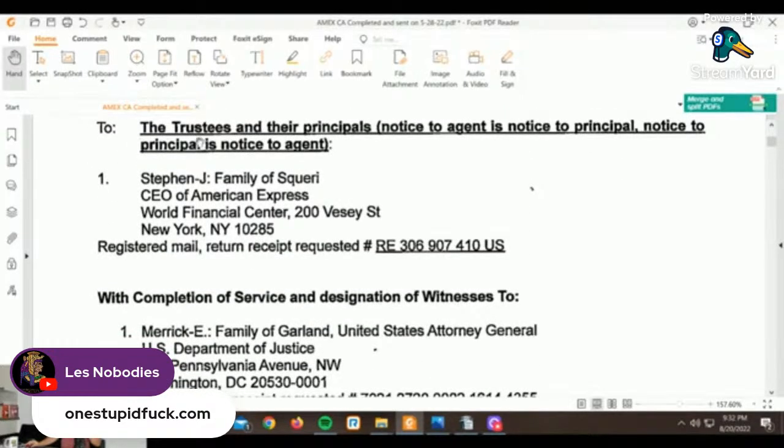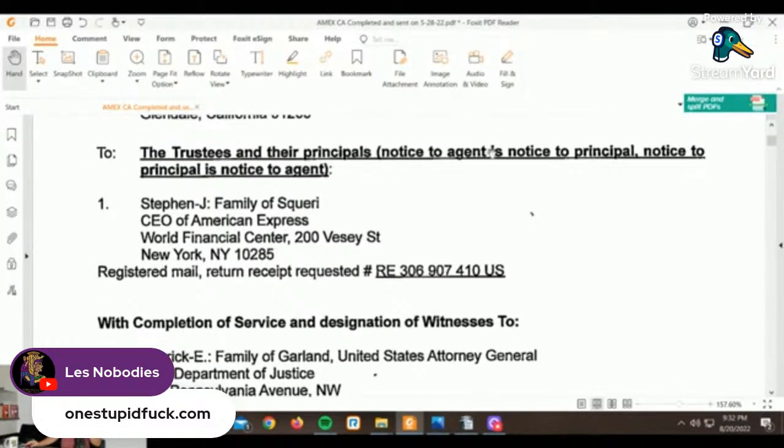This is to the trustees and their principals. Notice to agent is notice to principal. Notice to principal is notice to agent. So what that means is basically to my trustees, which is Amex, and then their principals and their agents.